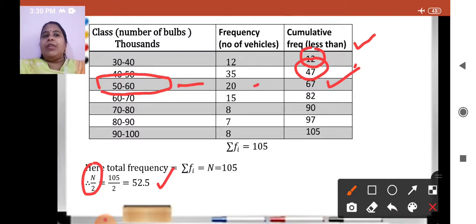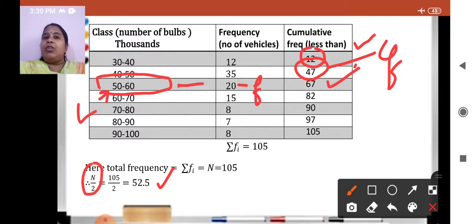Accordingly, the frequency F will be 20. Cumulative frequency just above the median class is 47. So this 47 is CF. F we have got, lower limit of the median class is 50. As you can see here, that is L. H or width of the class is how much here? Any class you can take, upper limit minus lower limit. So 100 minus 90, that is 10. So H value is 10. All values which you require is available in the table. Okay. I hope you are understanding it.